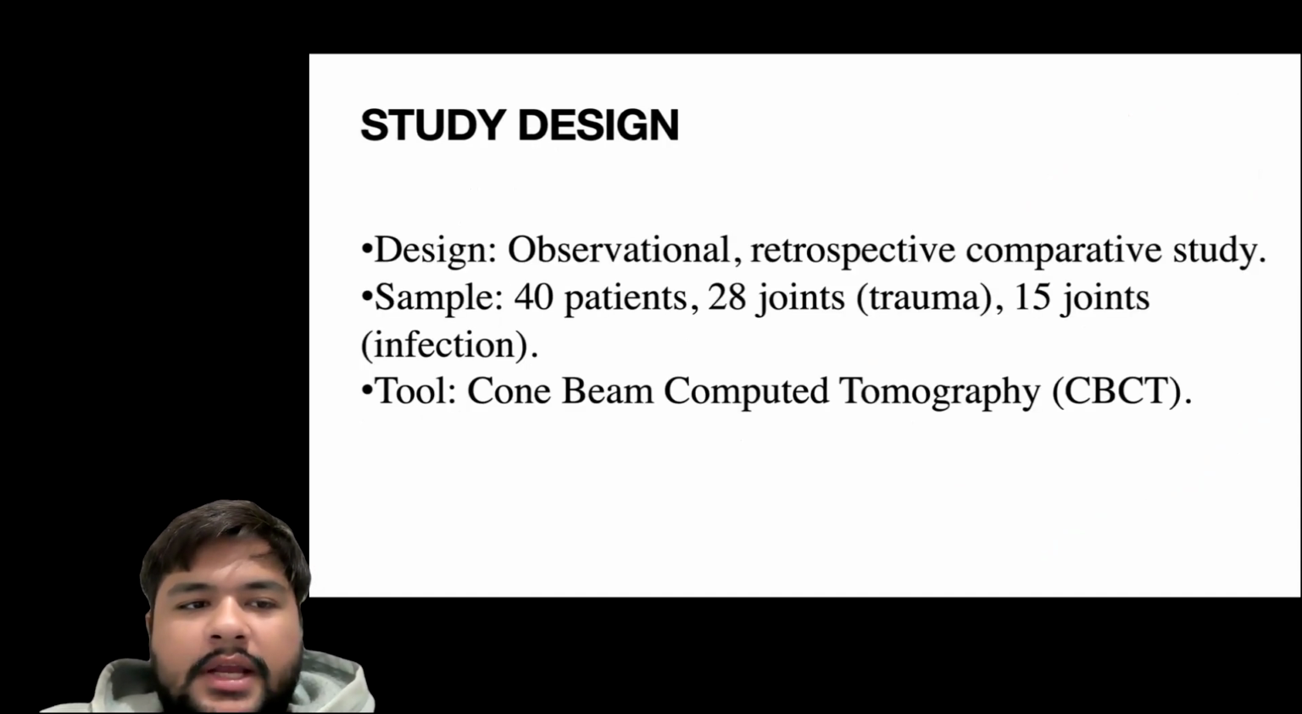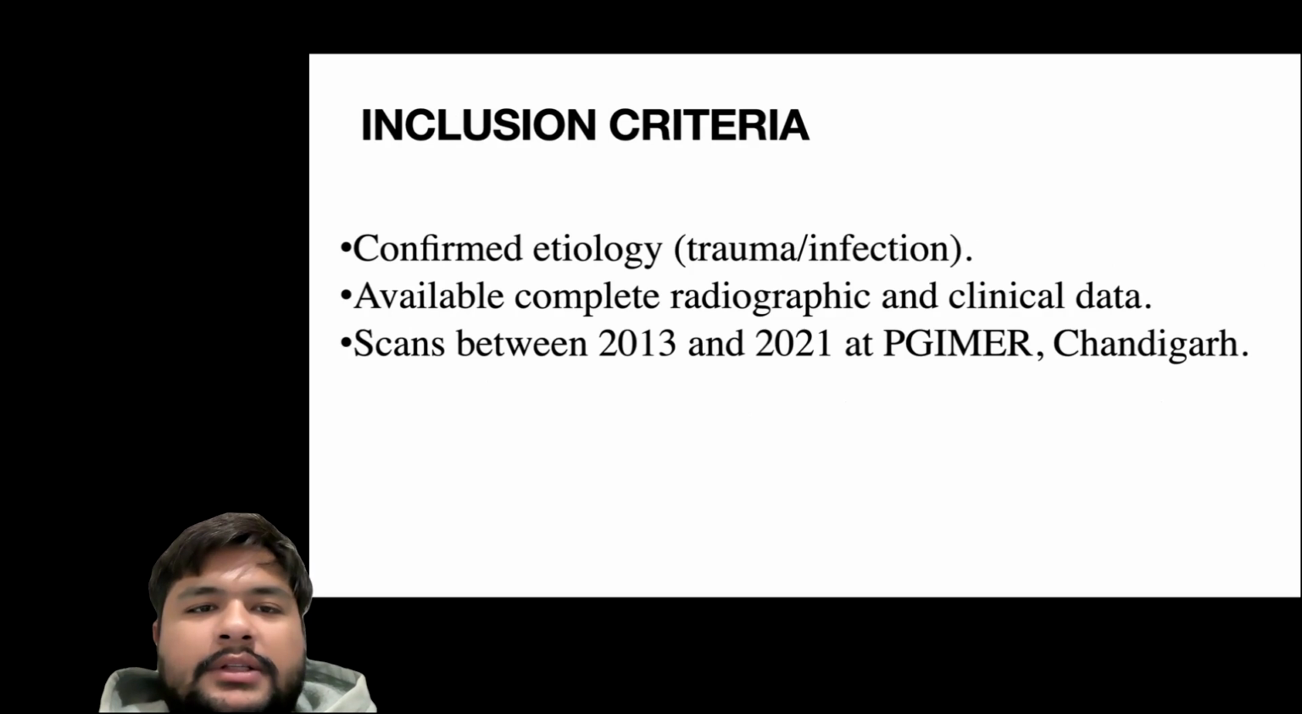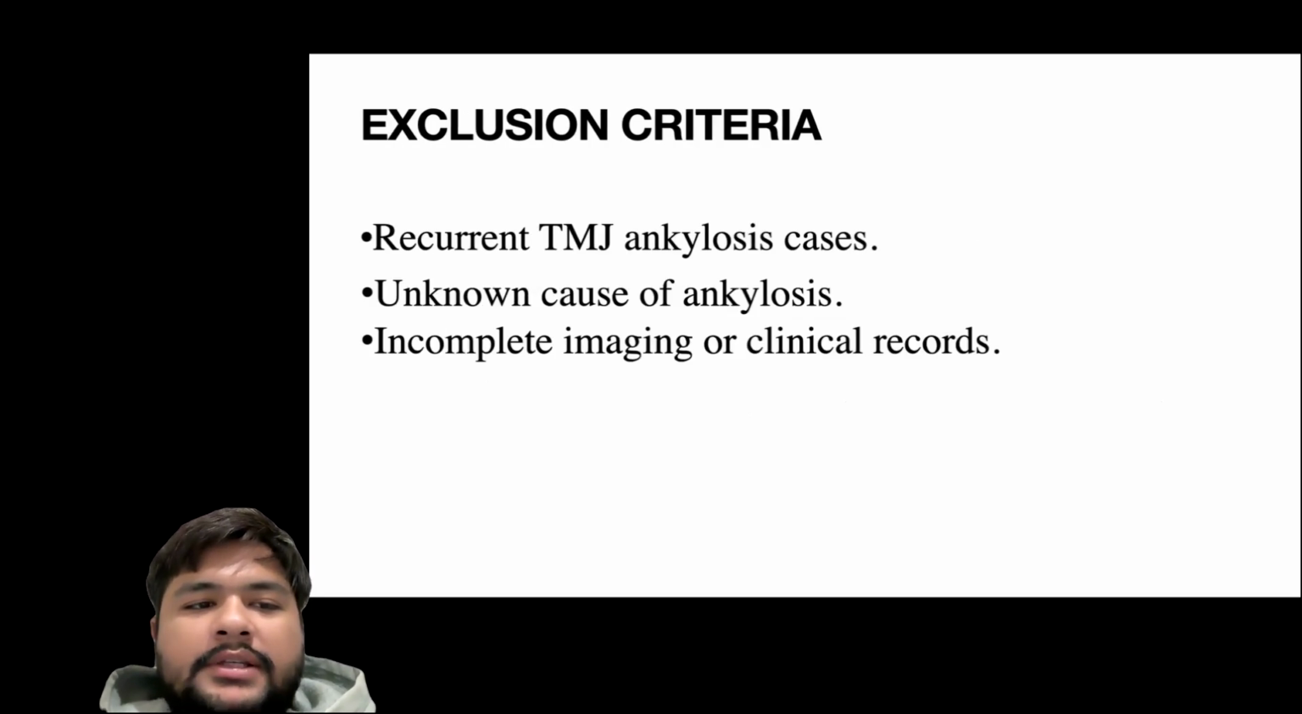Coming to the study design, it was an observational retrospective comparative study that included 40 traumatic joints in 28 patients, and 15 infective joints, and CBCT was used. Coming to the inclusion criteria: a confirmed etiology, either traumatic or infective, available complete radiographic and clinical data, and scans between 2013 and 2021 at PGIMER, Chandigarh. Exclusion criteria: recurrent TMJ ankylosis cases, unknown cause of ankylosis, and incomplete imaging or clinical records.